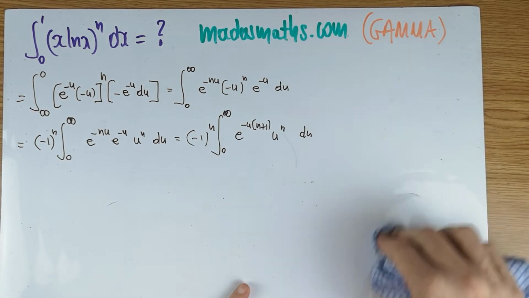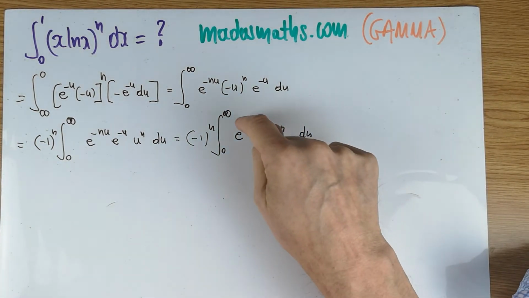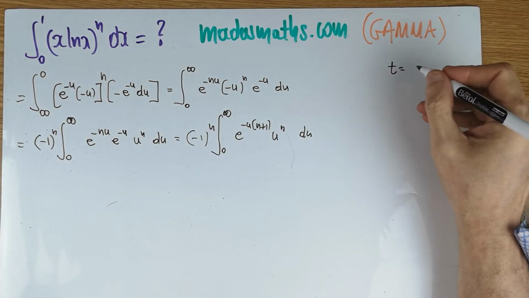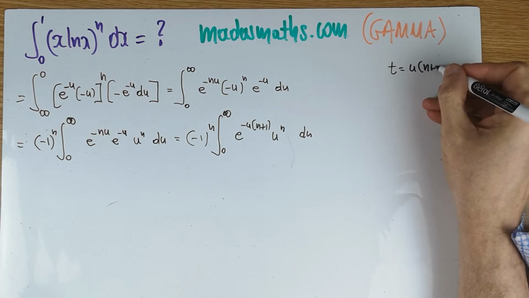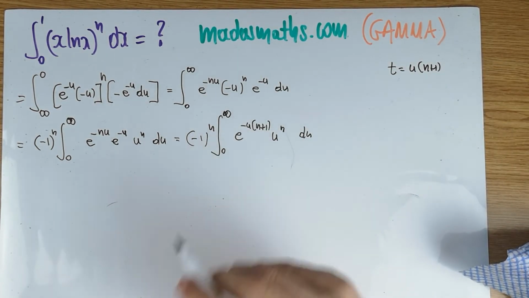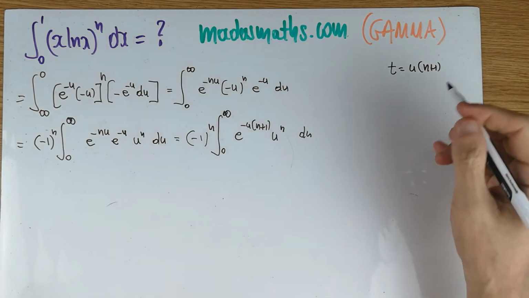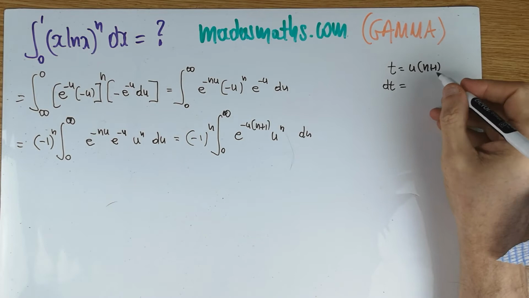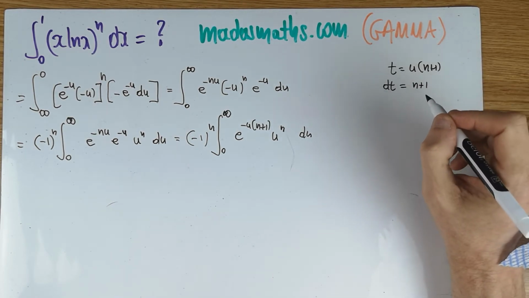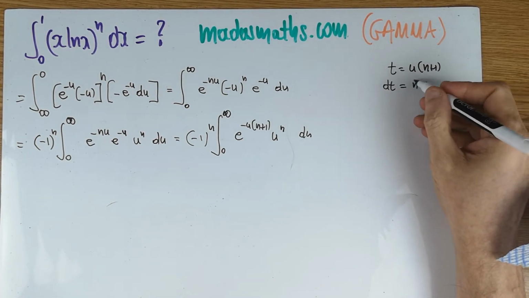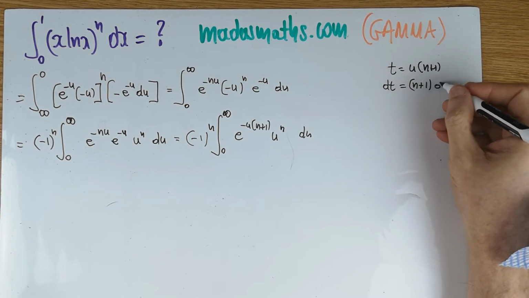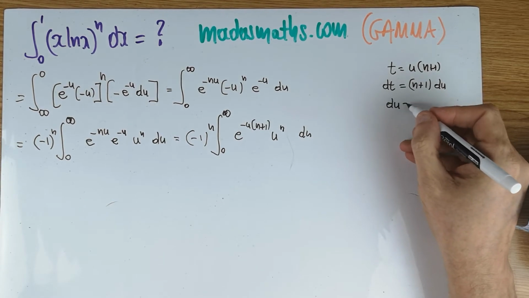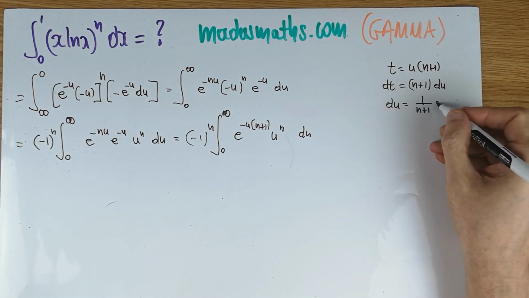And the substitution, again, is a simple linear substitution. Call this a single letter. So let t equal to u times n plus 1. I need the minus to be a minus t there. So dt is equal to n plus 1 du. And what do we want? du is 1 over n plus 1 dt.